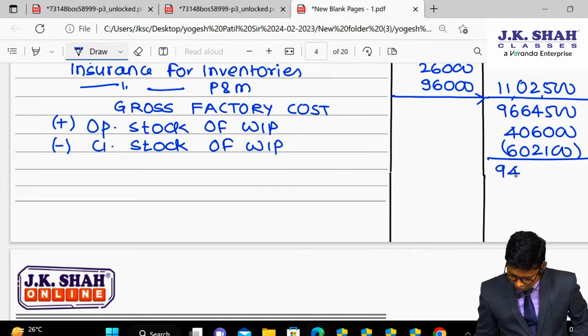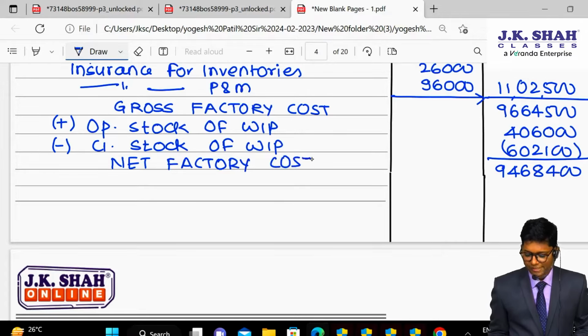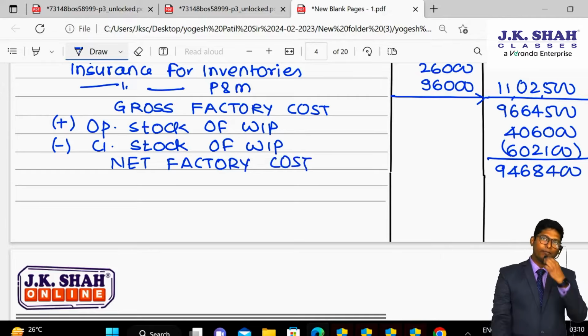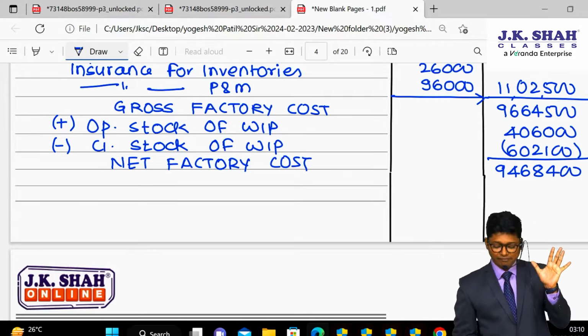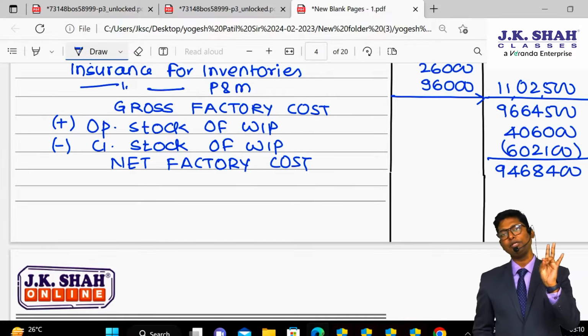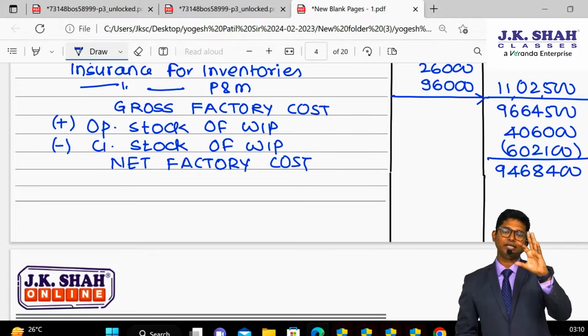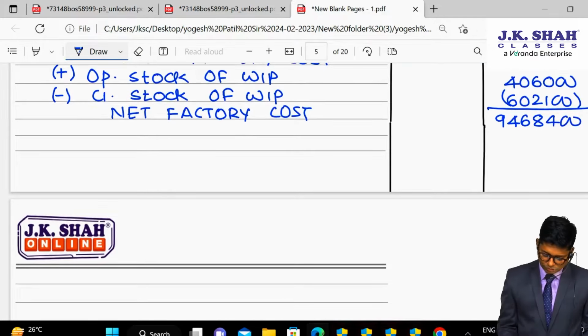Balance is 94,68,400. This one is your net factory cost. So your factory operations are over. After net factory cost, hope you remember the format of cost sheet. We always record 5 elements: research and development, quality control, prime, administration overhead related to production, and less sale of scrap. After adjusting this, it gives the cost of production.